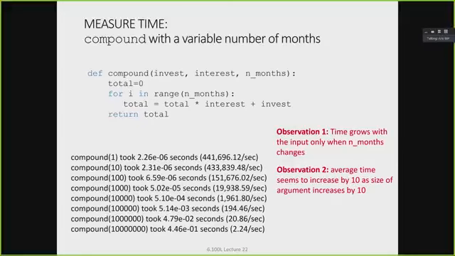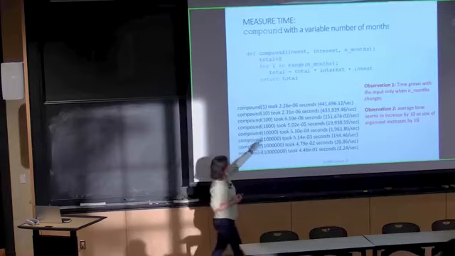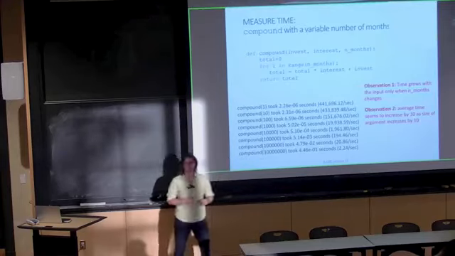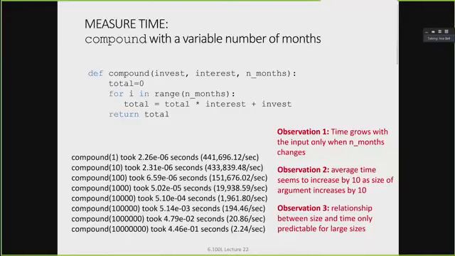Second observation, again something we noticed, is that as we increase the number of months by 10, the time it takes the program to run also increases by 10. Again, something we talked about. And the last observation is that we have this relationship very apparent as the input is really big, right?